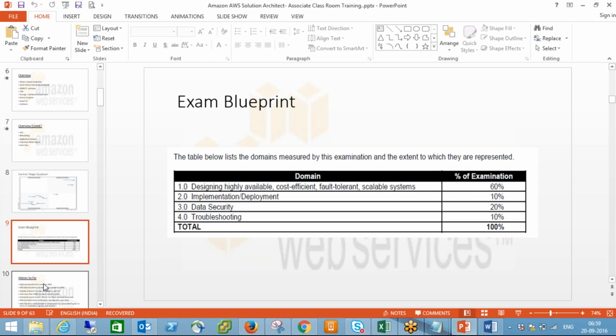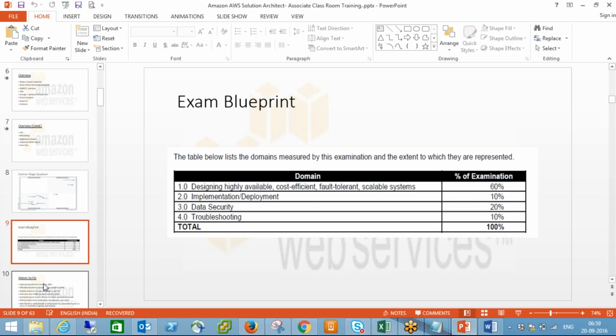So there would be primarily 60 questions for the exam, and you would have around 80 minutes. So you would have to make sure that you define your time management in such a way that you are able to answer all your questions.